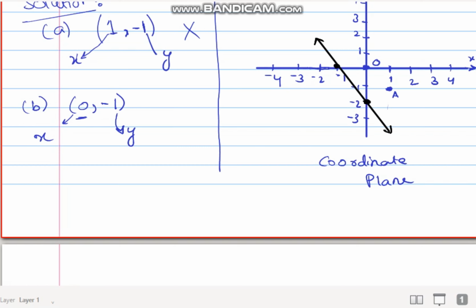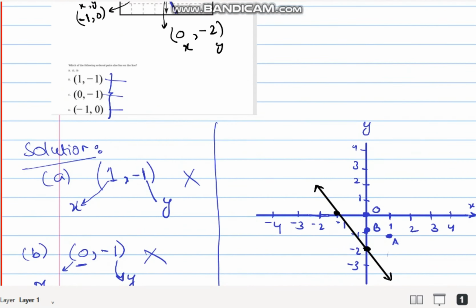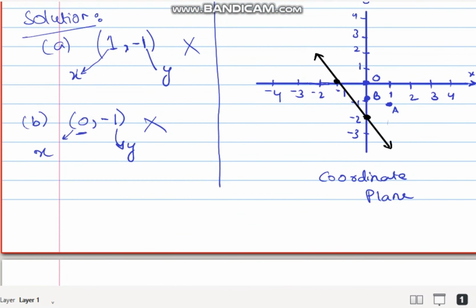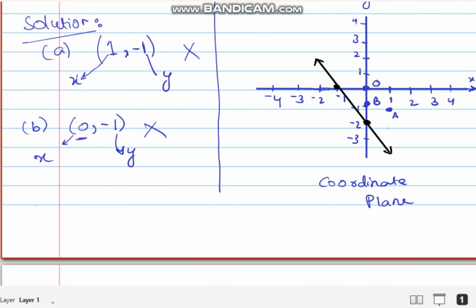Now, dear students, where is x equal to 0? X equal to 0 is here. And y is minus 1. So this point lies here. This is point number b. So it means that point number b also does not lie on the line, does not make the line.